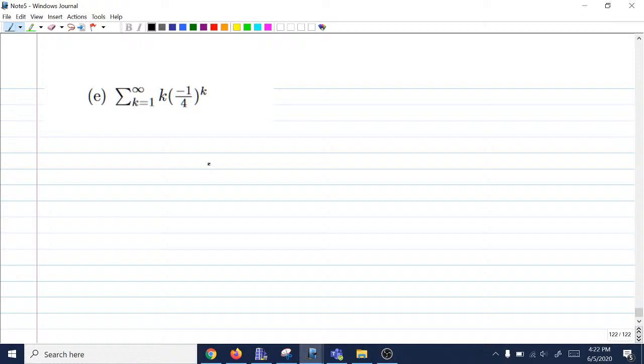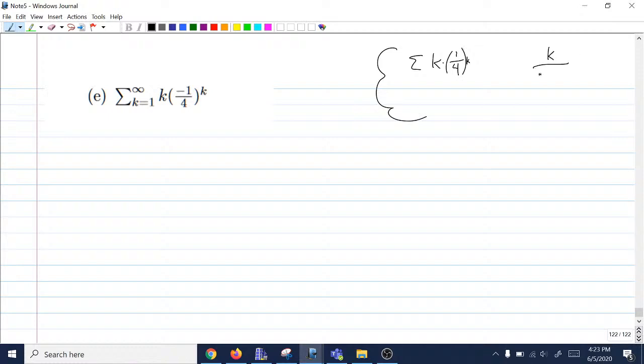That 1 over 4 to the k. So, okay, this is alternating. There's a negative that's being raised to a k. That's a negative 1 to the k. So I need to be keeping in mind that there's way more possibilities since it's alternating. If it converges, does it converge conditionally or absolutely? I want to think about the series, the sum of k times 1/4 to the k. Does that converge?